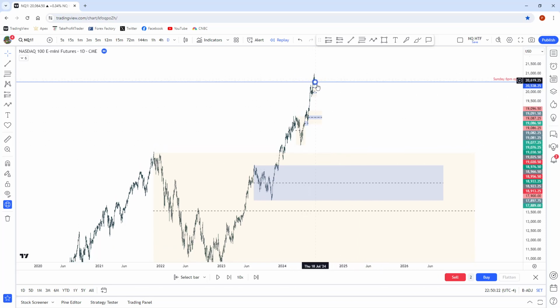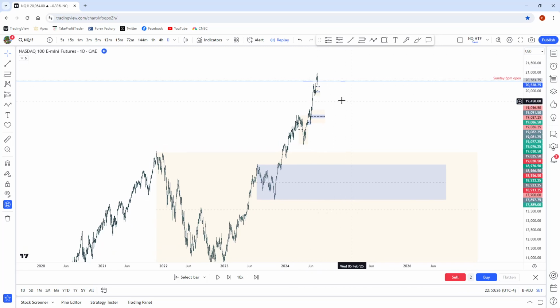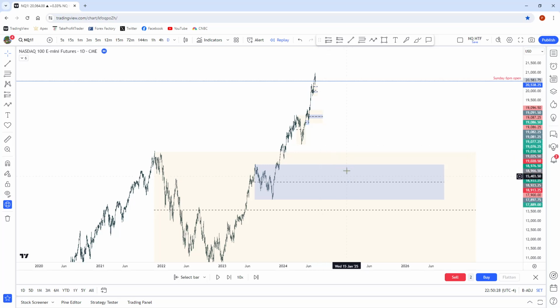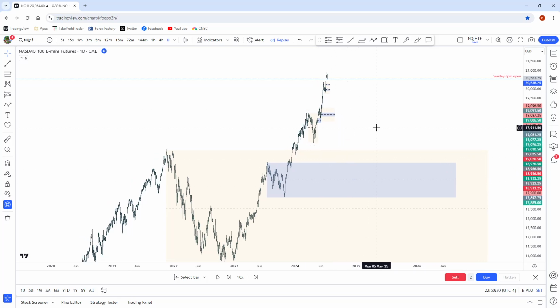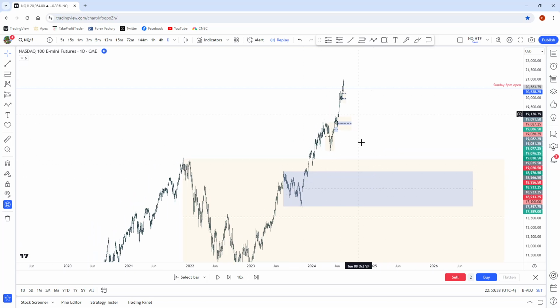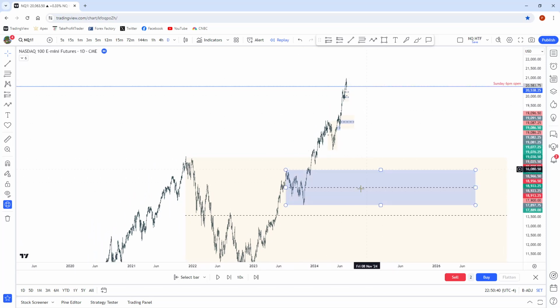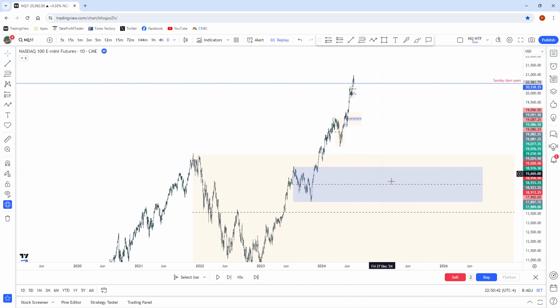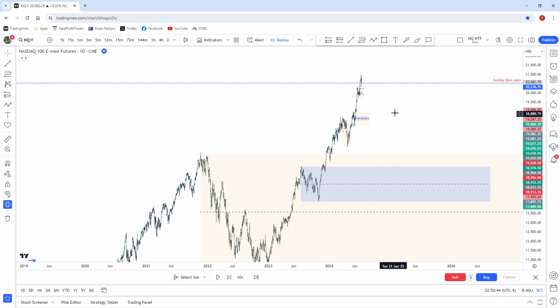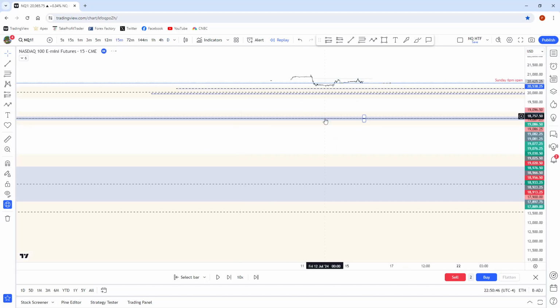I haven't been buying and adding to my retirement for a little while because we were just too overextended. But if price comes back down here, I'm going to be throwing money into various stocks and indexes and things like that in my long-term portfolio, because this is a great place to buy right after this extension. You expect price to come back into a significant area of interest to go higher. And so you see this is fractal.